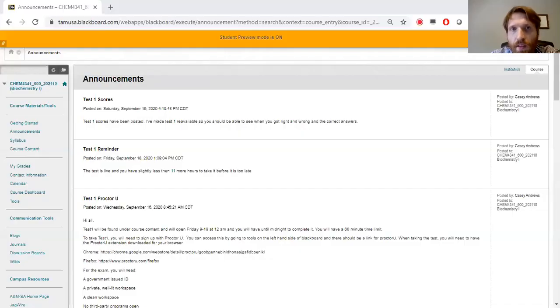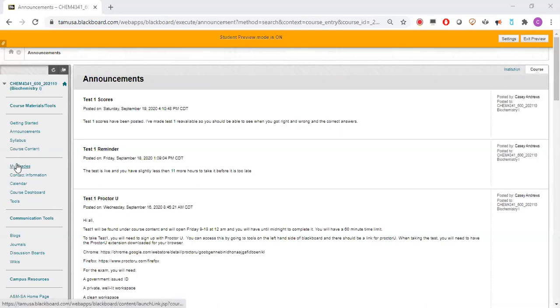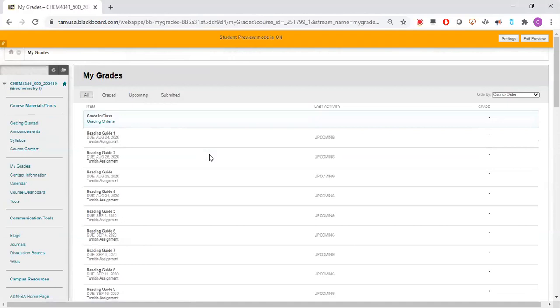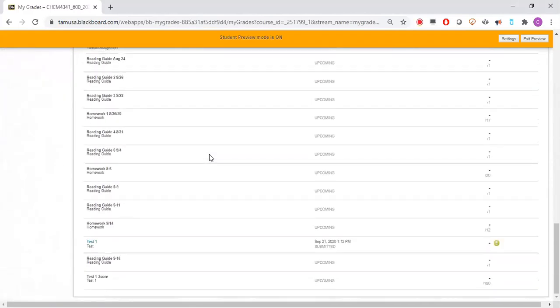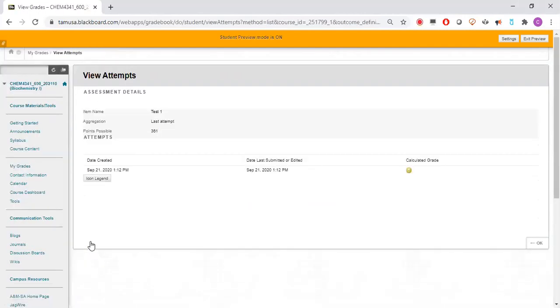All right. So here we are looking at our Blackboard page, and you can see that student preview mode is on. What that means is I'm looking at this page like a student would. So what you need to do is you go over to the left where it says My Grades. When you go to My Grades, you go all the way to Test 1. Once on Test 1, you should see your calculated grade here.